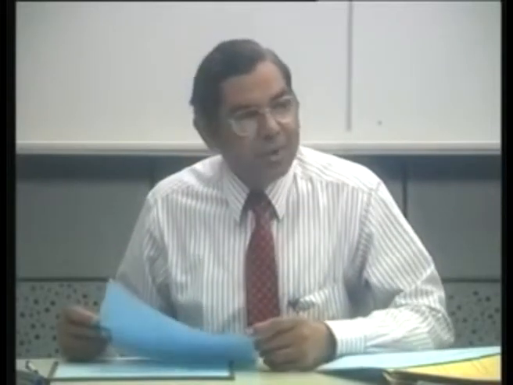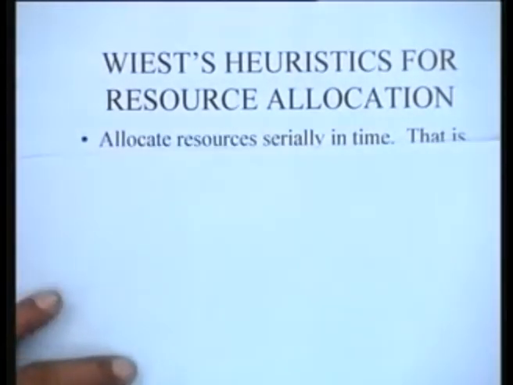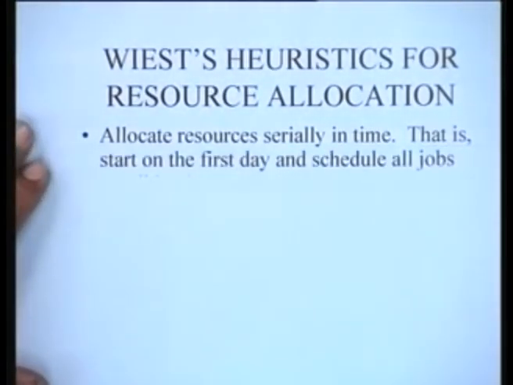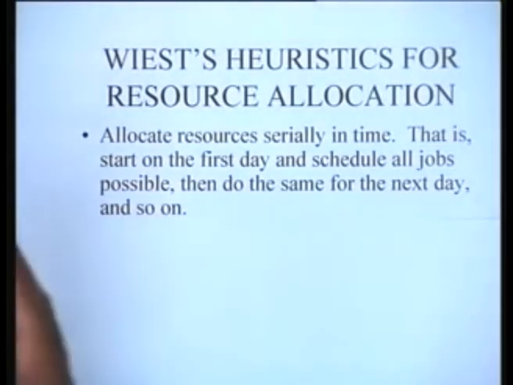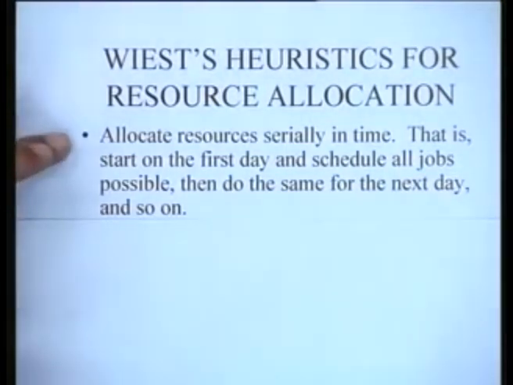So we will now take up the heuristic procedure suggested by Wiest for resource allocation. This particular procedure of Wiest is based on 3 very simple rules of thumb, and these 3 rules are the following. The first rule simply says allocate resources serially in time, that is go from one day to the next day, that is start on the first day and schedule all jobs possible, then do the same for the next day and so on. So basically what we are doing is we are moving from the first day to the second day to the third day and so on. Very simple. That's the first heuristic.